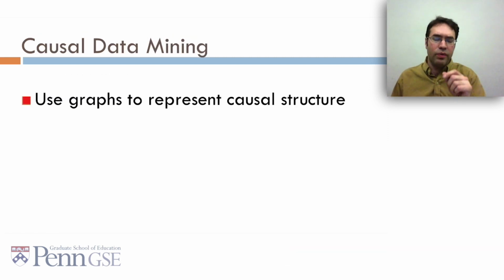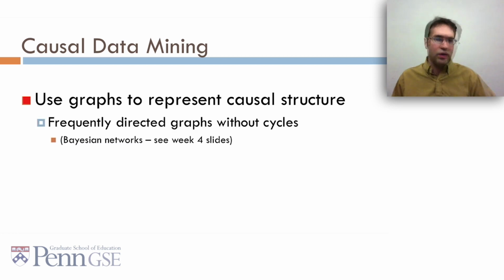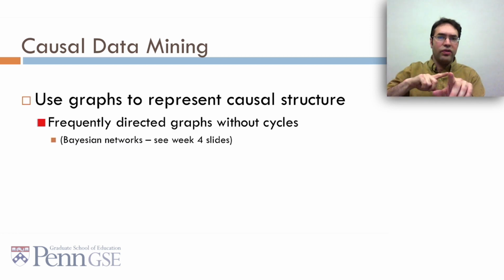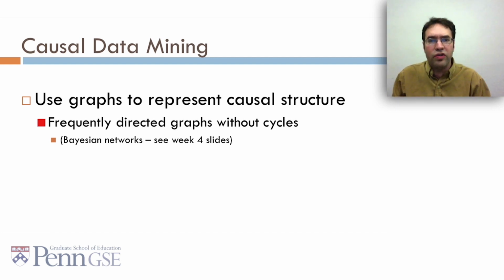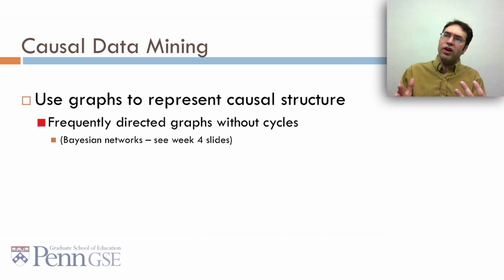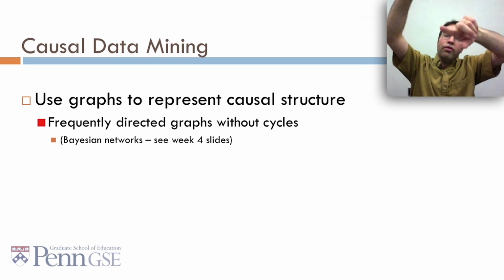In causal data mining, we use graphs to represent causal structure. And these are usually directed graphs, which means they have arrows on the links, without cycles, which means you can't have chains of causation. Now in the real world, you can have chains of causation, but boy, it makes it hard to model it. Typically when people want to look at chains of causation, they look at it as non-cyclic, directed links, but over time.